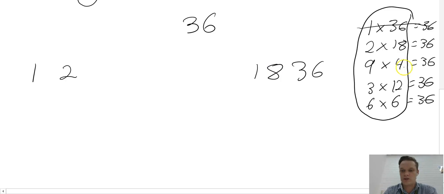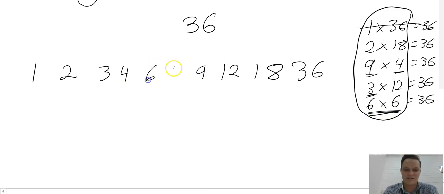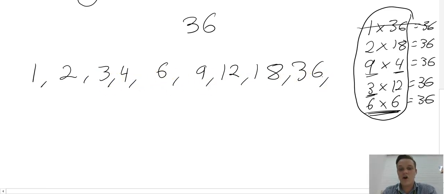9 times 4. So we have a 4 here and a 9 here, but we have a 3. So I'm going to do our 3 first. 3 and 12. Then we can do our 4 and our 9. Then in the middle, 6 times 6. Now this is where it gets a bit tricky. We don't want to have 6 and 6 because that just looks silly. We only need to put that number in there once because it's times by itself. We don't need to have it in there several times. So if we put a comma between all our numbers, we've just listed all the factors of 36.